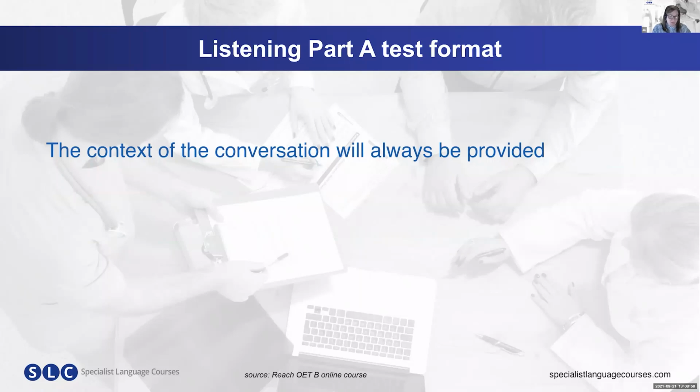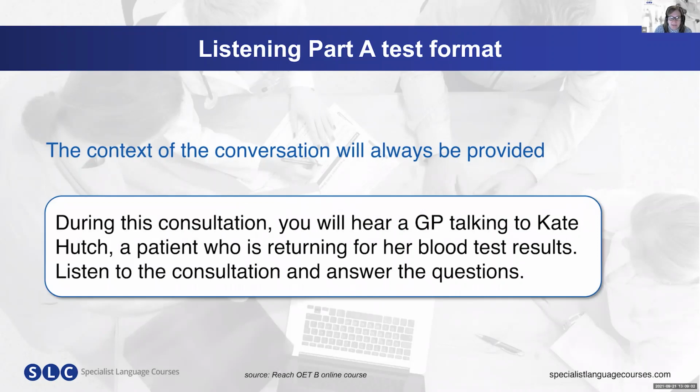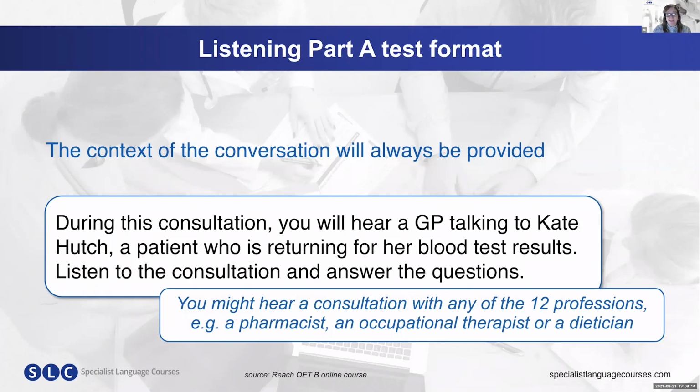The context will always be provided. So for example, here, the context is it's a consultation with a GP, and it's about a patient who's returning for her blood test results. Now, you might hear a consultation with any of the 12 professions that are available on OET. So it could be with a pharmacist, occupational therapist, or a dietitian. Or often it's with a doctor specialist, so it might be with a cardiologist, or it might be with a neurologist, for example.